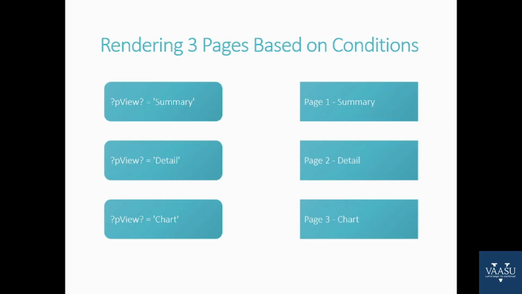Now, only one condition becomes true at a time. That's the rule. Only one condition becomes true at a time. We cannot say I want to see summary and detail both, or I want to see detail and chart both. That is not possible. Only one condition becomes true at a time.